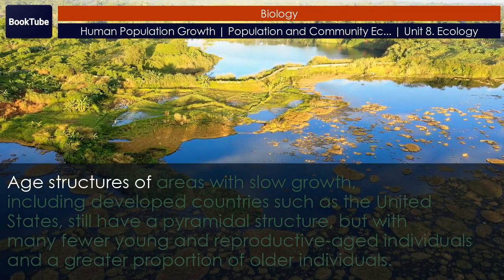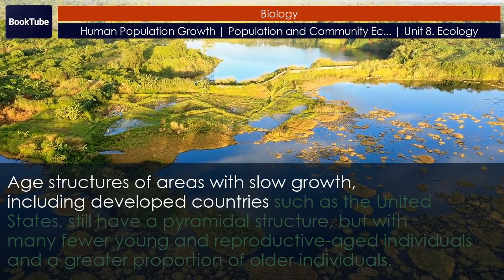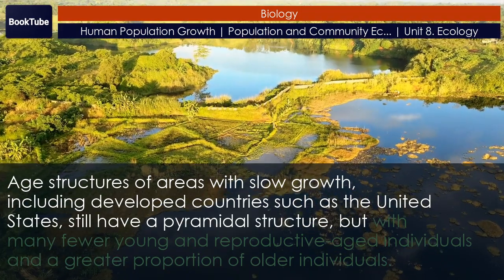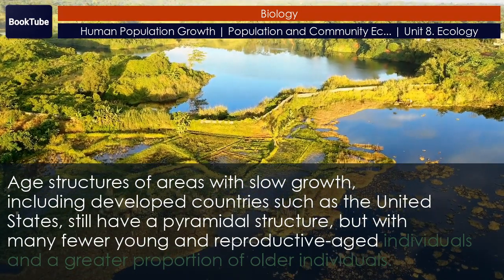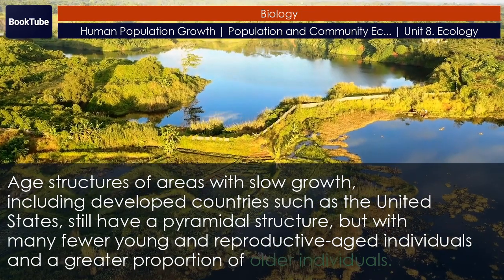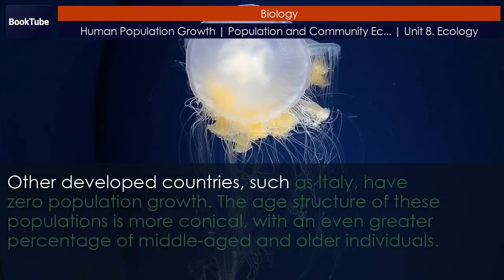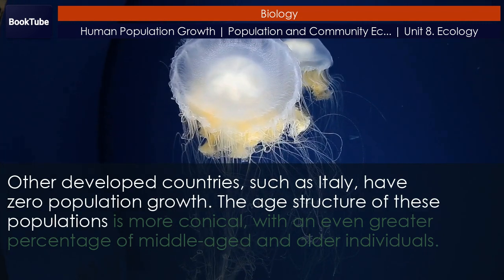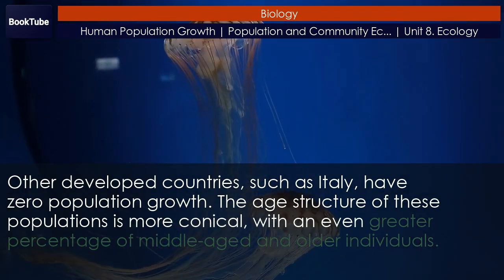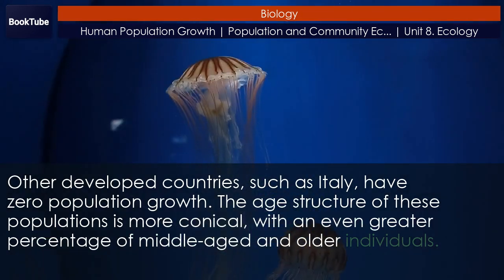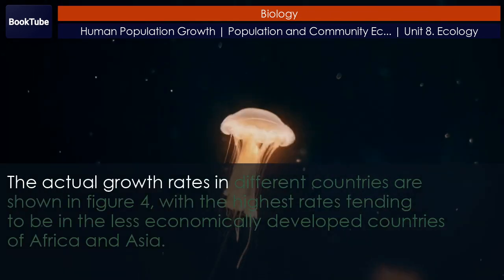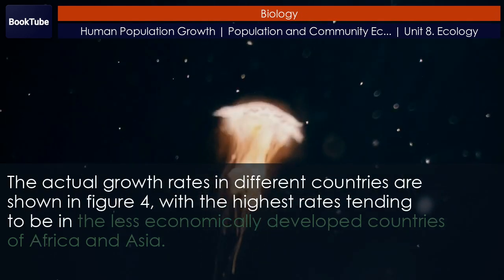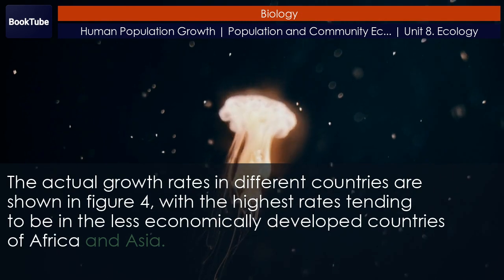Age structures of areas with slow growth, including developed countries such as the United States, still have a pyramidal structure, but with many fewer young and reproductive aged individuals and a greater proportion of older individuals. Other developed countries, such as Italy, have zero population growth. The age structure of these populations is more conical, with an even greater percentage of middle-aged and older individuals. The actual growth rates in different countries are shown in Figure 4, with the highest rates tending to be in the less economically developed countries of Africa and Asia.